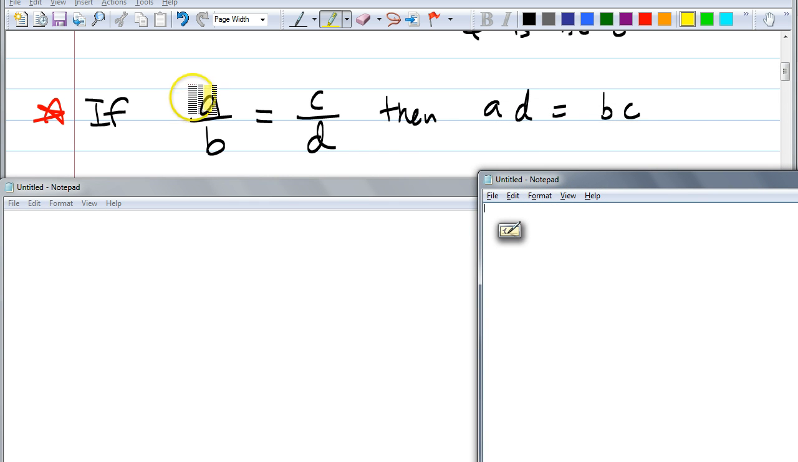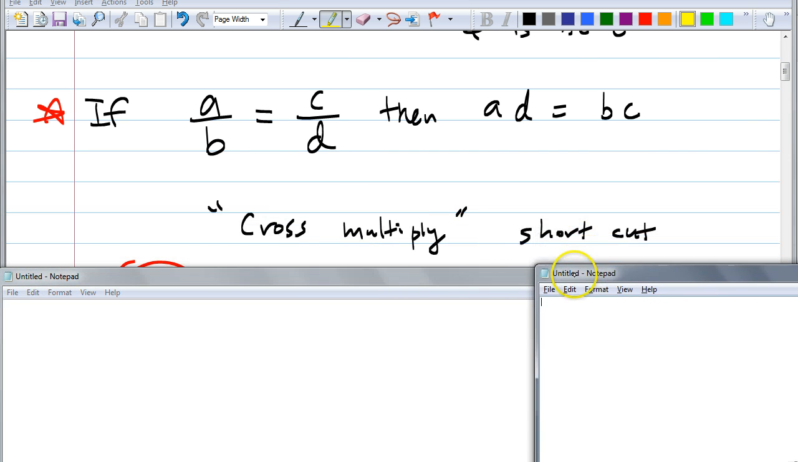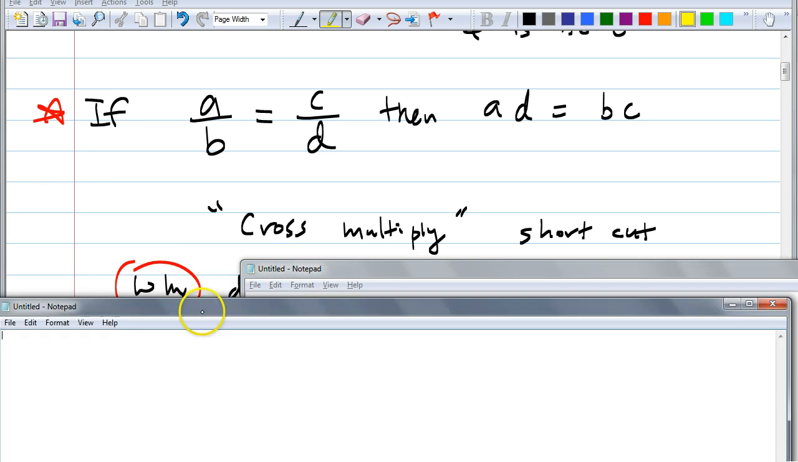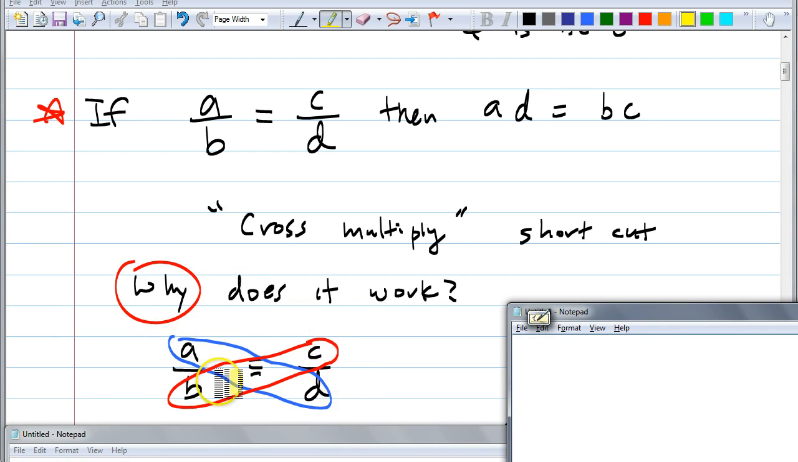Turns out, if I multiply A times the denominator of the second fraction, it'll always equal the numerator of the second fraction times the denominator of the first fraction. I bet a lot of you have seen this before. What is this called? Cross multiplication. It's a shortcut, really. It's because it looks like a cross. You see how you get a cross, you get an X, right? A times D equals B times C. This is always true. So this shortcut you'll be using today.